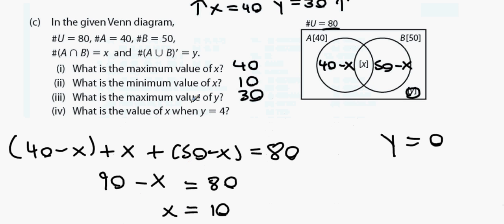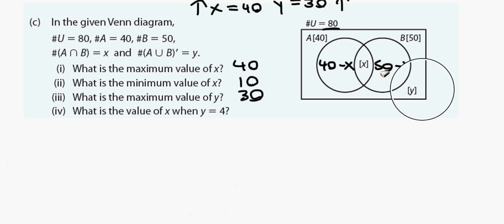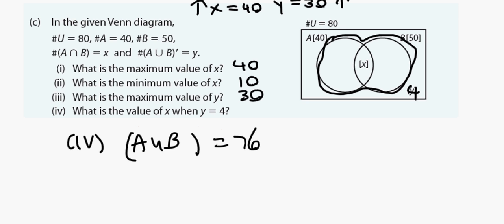Okay, next part. Find the value of X when Y equals 4. So, when Y equals 4, what we've got to do is put in Y equals 4. And if Y equals 4, that means that A union B must equal 76, because 76 plus 4 equals 80. So A union B must equal 76.